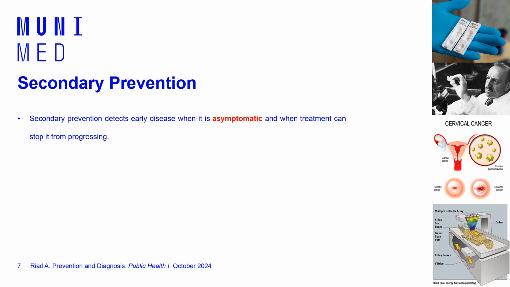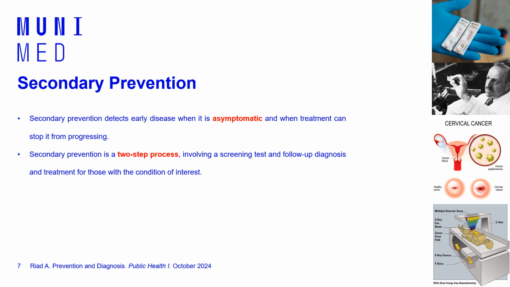So based on this information, after finding these 100 cases, you can order further screening tests or further diagnostic tests in order to confirm a diagnosis, to see if they really suffer from this disease or not. So this is simply the first step of secondary prevention.